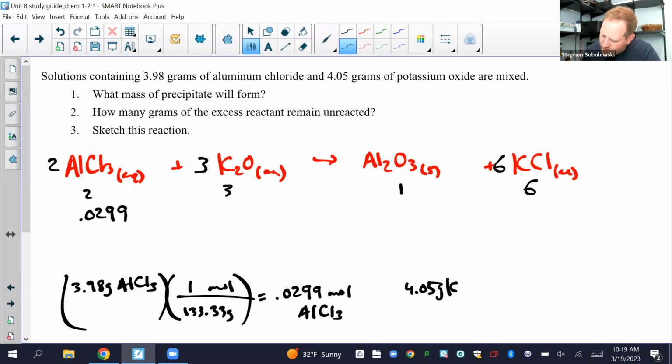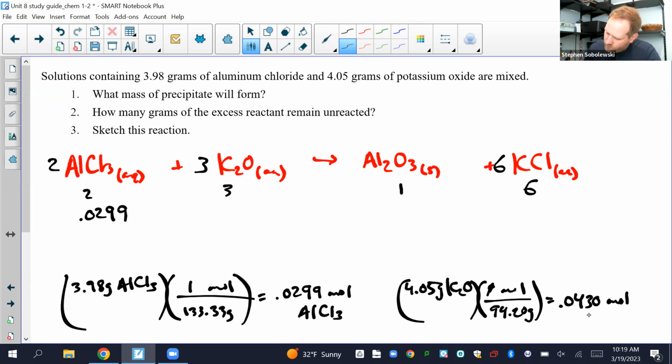Potassium oxide, 4.05 grams of K2O. Let's get the molar mass of K2O. So 39.10 times 2, that's 2 Ks, plus 16 is 94.20, times 1 mole over 94.20 grams. 4.05 over that gives me 0.0430 moles of K2O.